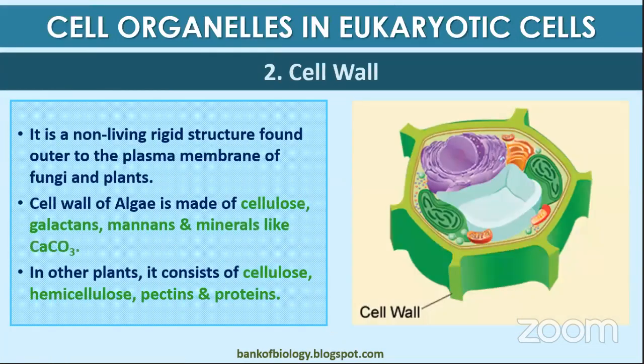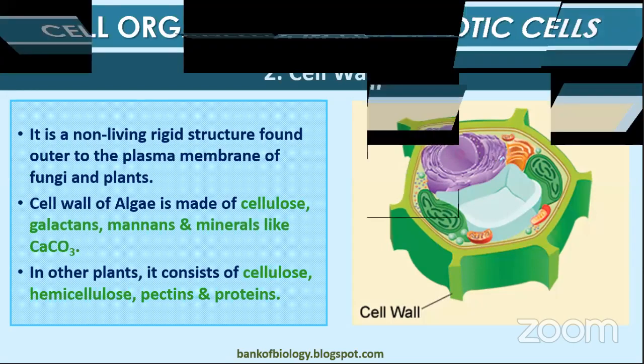Then the cell wall in plants is made up of cellulose and hemicellulose. Sometimes they have deposition of pectin and lignin also. Whereas the cell wall in algae is made up of cellulose, galactans, mannans, and minerals like calcium carbonate.